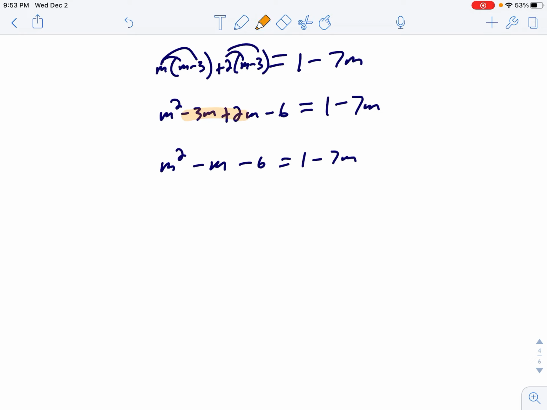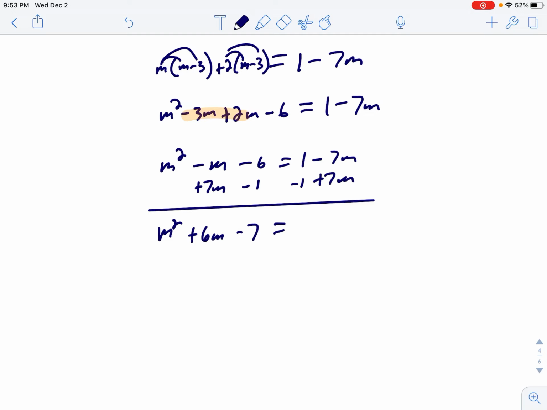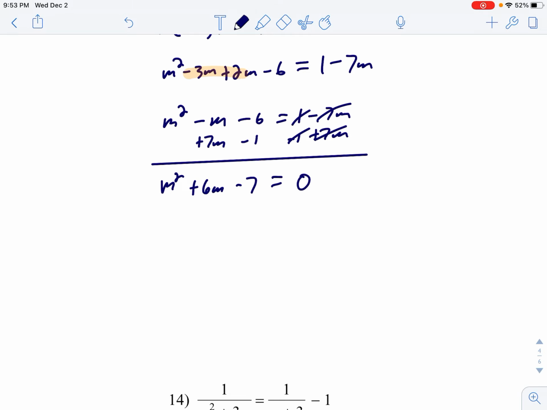Now, when you solve a second degree polynomial, also called a quadratic, you need one side to equal 0, so I can add 7m over to here. I can also go ahead and subtract 1 over to there, just do it all in one shot. M squared plus 6m minus 7 equals 0. To solve a quadratic, you could use the quadratic formula if you want, a, b, and c, all that stuff. Probably easier just to factor this one because 1 times 7 is 7. Negative 1 times positive 7 is negative 7, and it adds up to 6m.